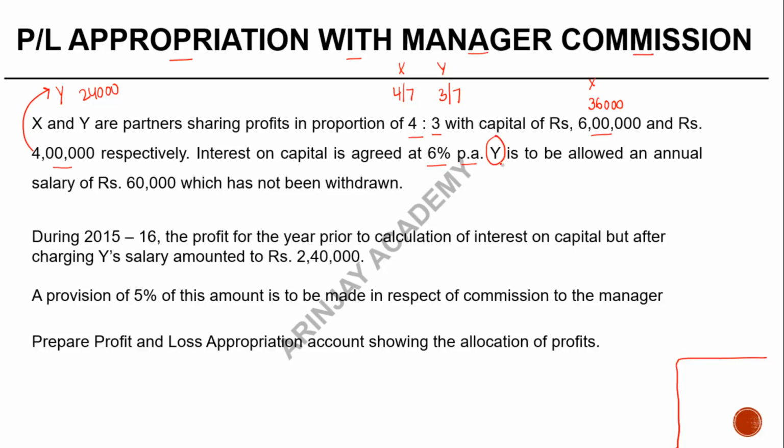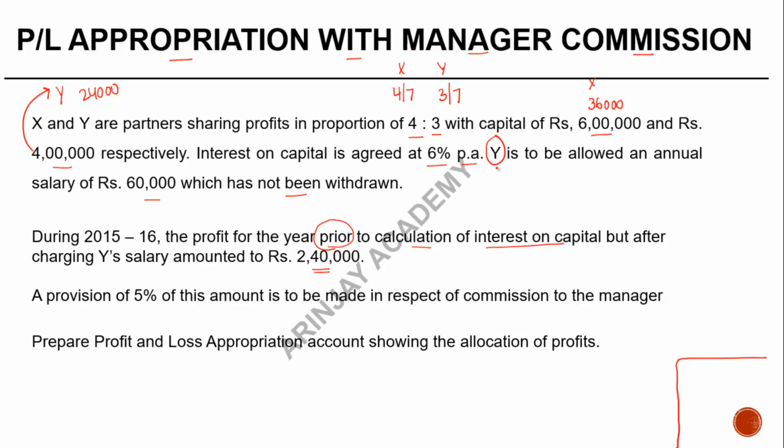Y is to be allowed an annual salary of rupees 60,000, which has not been withdrawn. During 15-16, the profit for the year prior to the calculation of interest on capital, which are these two numbers, but after charging Y's salary, amounted to rupees 2,40,000. Now here lies the catch.